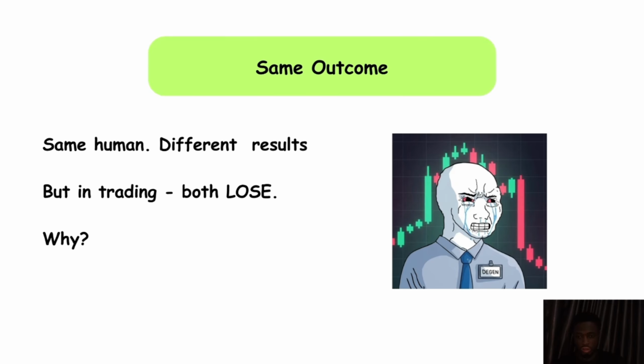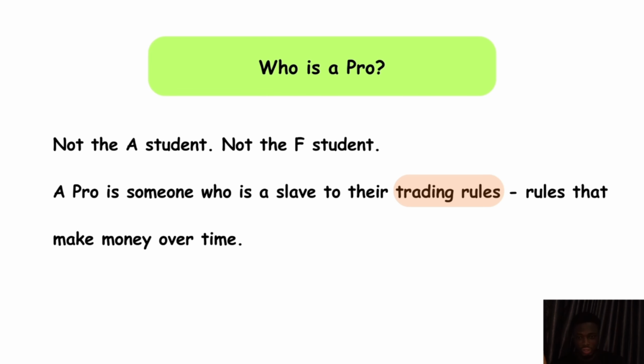These two different categories, they have different results academically. But when they come into trading, they have the same result, one same outcome. They both lose. Why is it so? Why is it that an A student is losing in the market, having the same result as an F student? A pro trader is not an A student. A pro trader is not an F student.